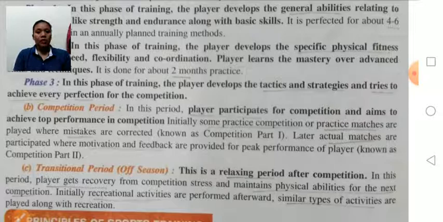In the competition period the player participates in the competition, and the aim is to achieve top performance. In the competition period there are two parts. First, the player participates in a practice match, from which his mistakes are corrected. After the practice match, the player participates in the actual match, and we give motivation and feedback to improve his performance.